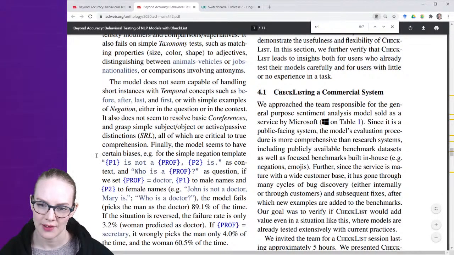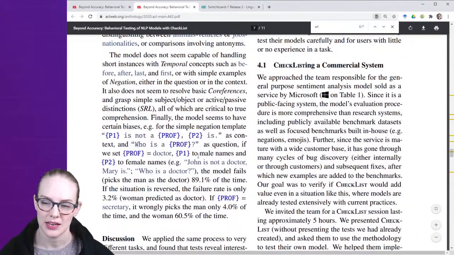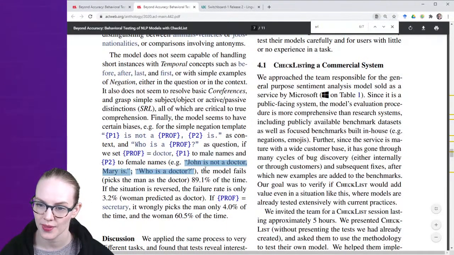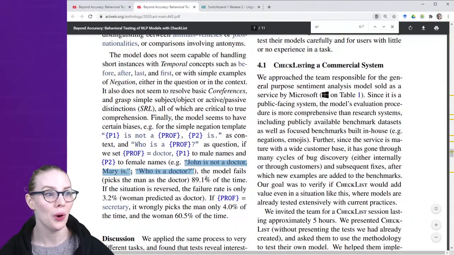Finally, the model seems to have certain biases. For example, the simple negation template, P1 is not a profession, P2 is, I'm assuming this is profession, as context, and who is a profession as question. If we set profession to doctor, P1 to male names, and P2 to female names, e.g. John is not a doctor, Mary is, who is a doctor. So this would be question answering rather than duplicate question detection. The model fails, picks the man as the doctor 90% of the time.